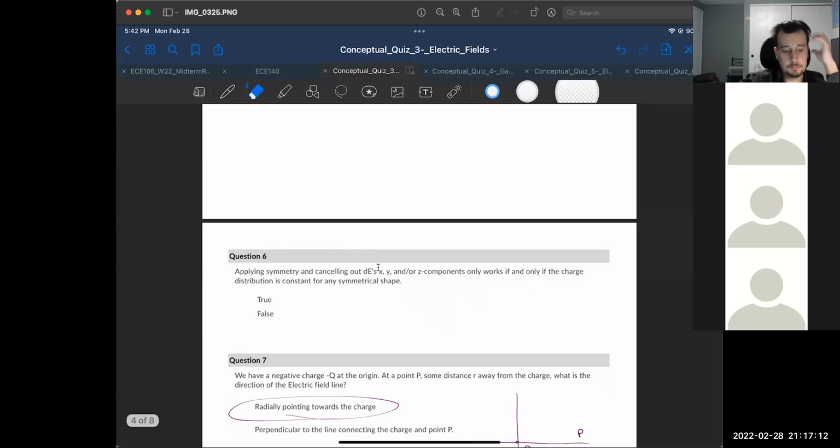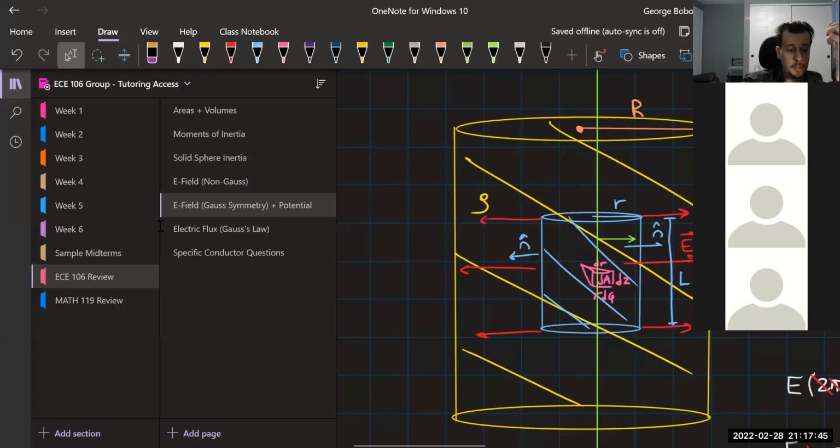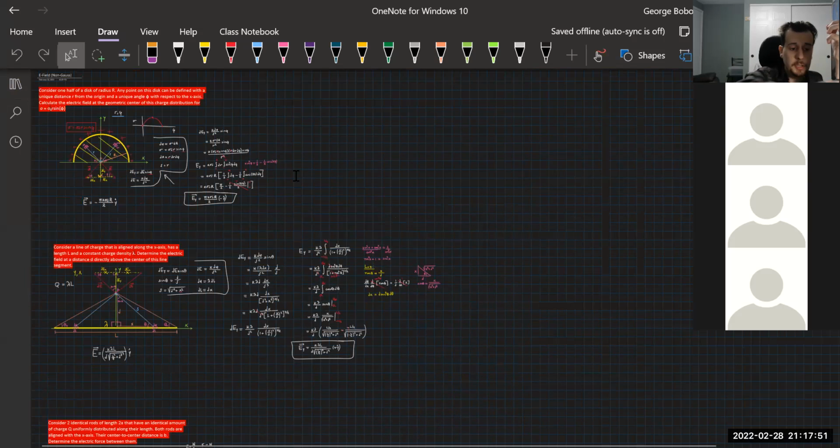Is it because Gauss's law doesn't care if the charge distribution is constant or not? So applying symmetry and canceling out the X, Y, or Z components of dE only works if and only if the charge distribution is constant for any symmetrical shape. If it's constant. No, not really. Wait, no. Let me show a counterexample to tell you why not. Was the charge density here constant?